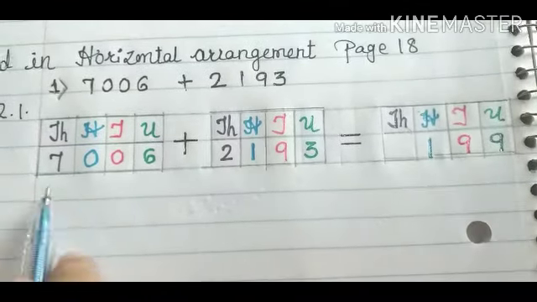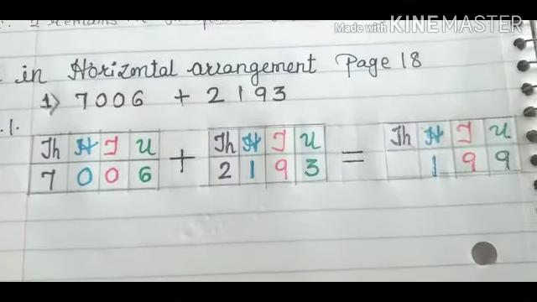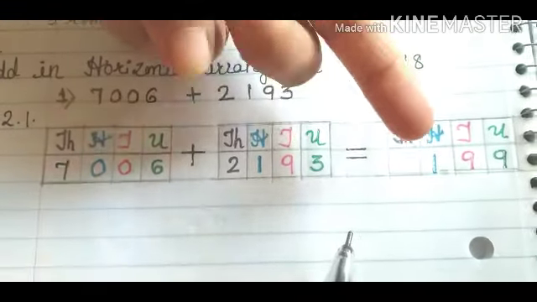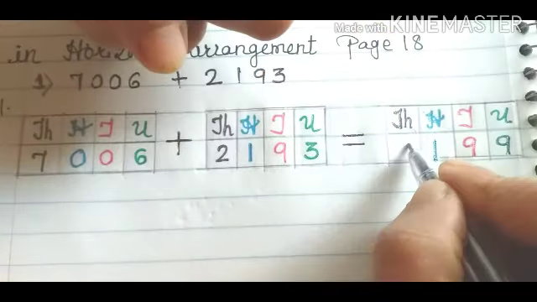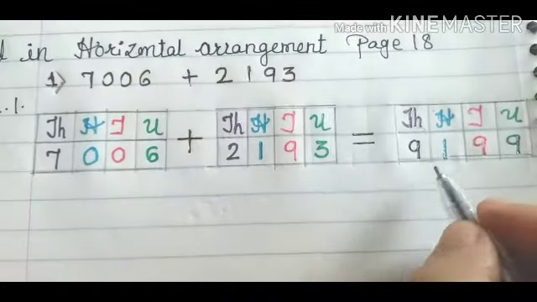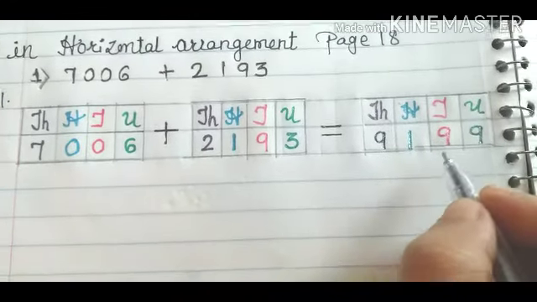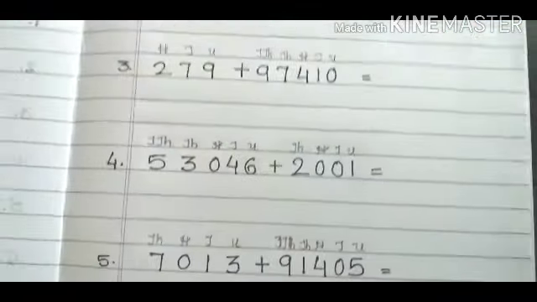Now in thousands place 7 plus 2. So take 7 in your mind and take 2 fingers and count after 7, 8 and 9. So in thousands place 9 will be there. So our answer is 9,199.